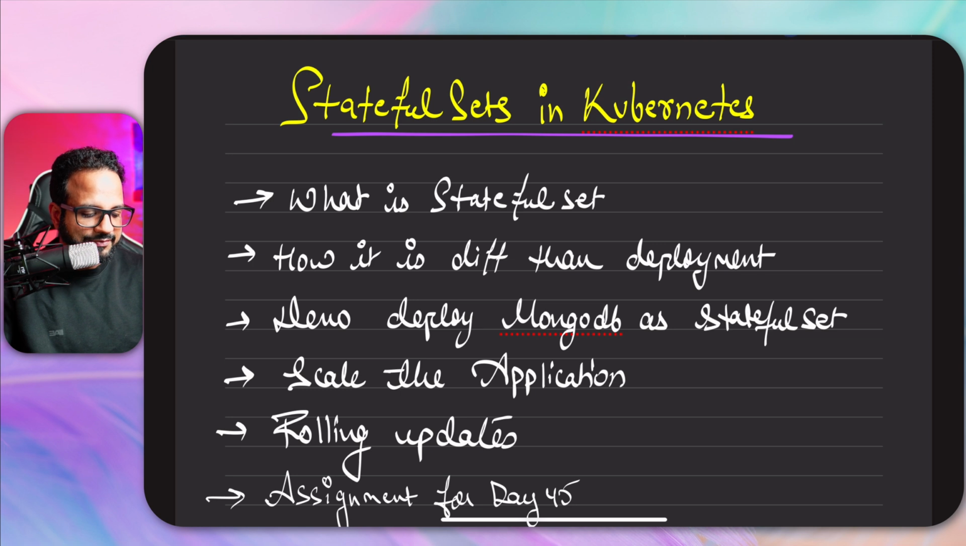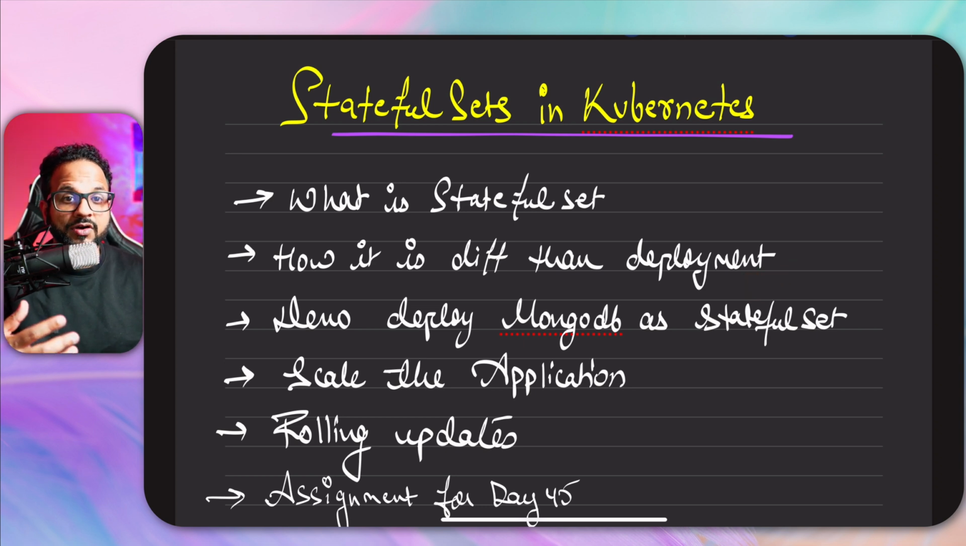So in this video, as I've told you, we'll be discussing what is stateful set. That's the first part. Then how it is different than deployment or replica set, because if we already have a similar feature in Kubernetes like deployment, why do we even need a stateful set? So we'll be looking into that from a high level. Then we'll be doing a demo deployment of MongoDB application as stateful set. So we'll be deploying that, we'll be testing the changes, and we'll be looking into how it is different than if it would have been a deployment.